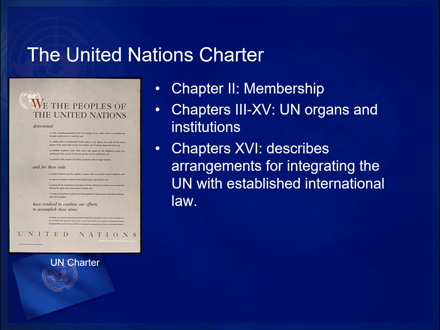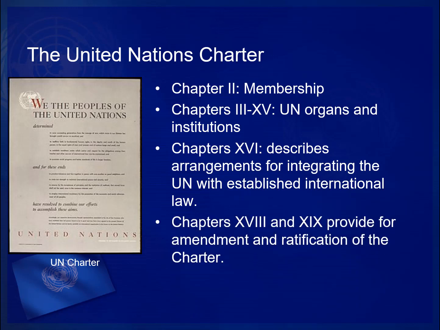Chapter 16 describes the institutional arrangements for integrating the United Nations with established international law. More specifically, Chapter 16 prohibits secret treaties, specifies that the UN Charter is supreme over any other treaty obligations, and provides for the legal immunity of UN officials. Finally, Chapter 18 outlines the process by which the Charter would be amended, and Chapter 19 describes the process by which the Charter would be approved.